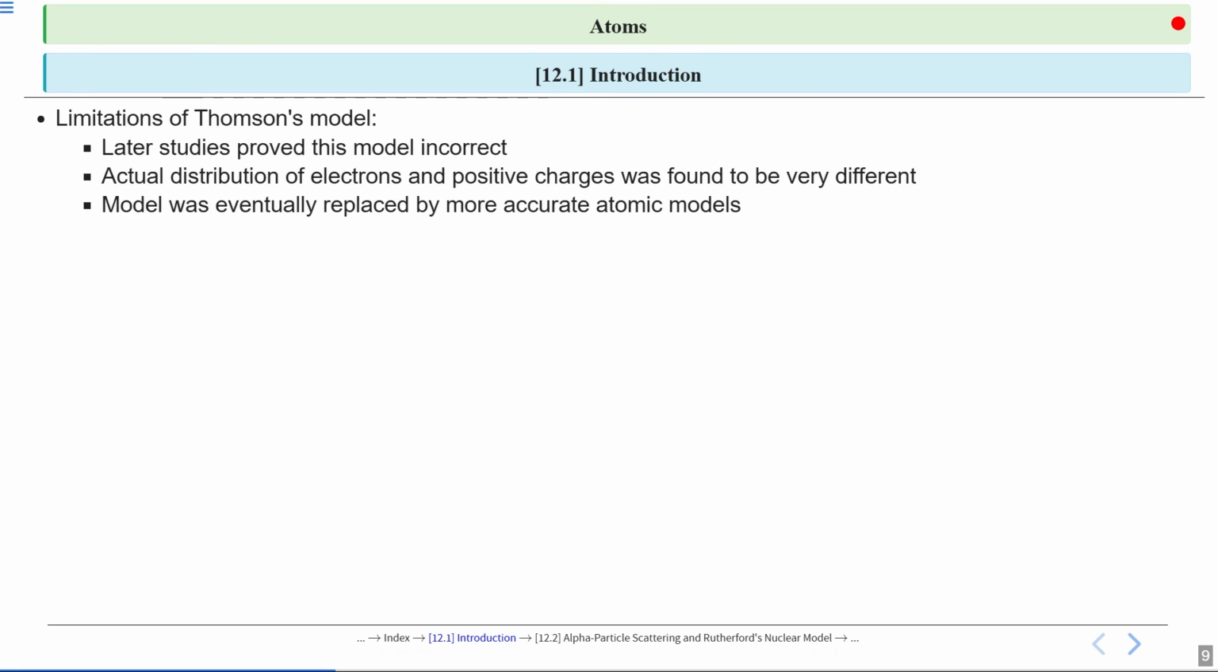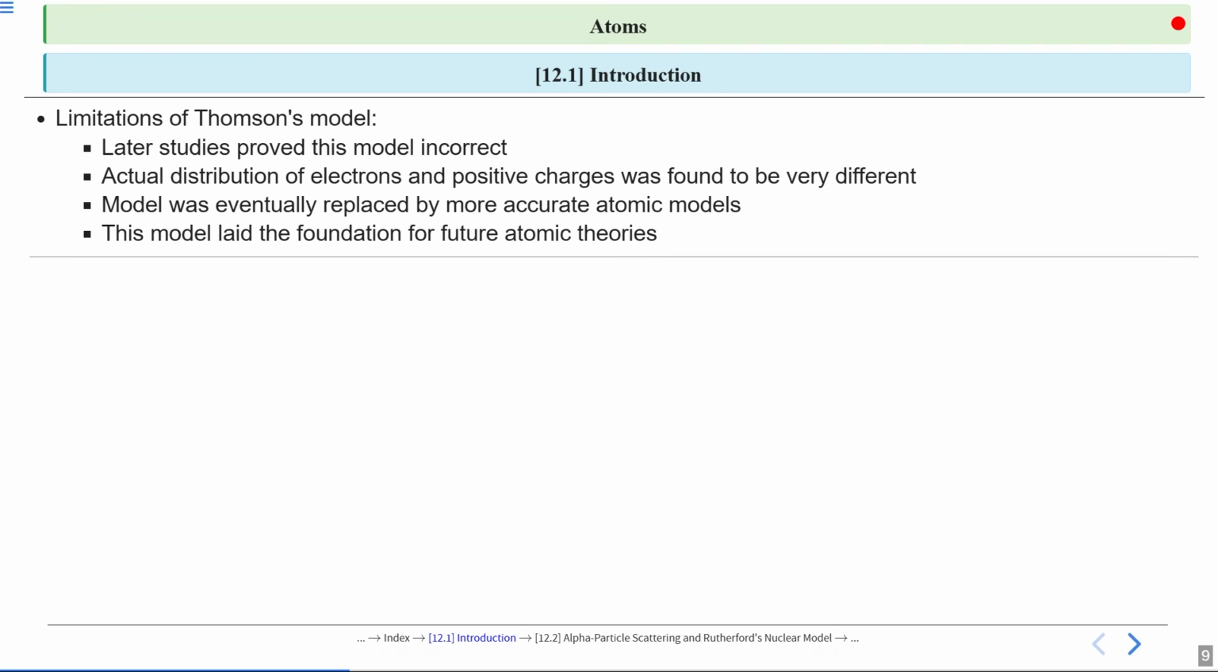So Thomson's model was eventually replaced by more accurate atomic models. For example, Rutherford's model introduced the idea of a central nucleus, and later Bohr's model explained electron orbits. Each new model brought us closer to the true structure of the atom.